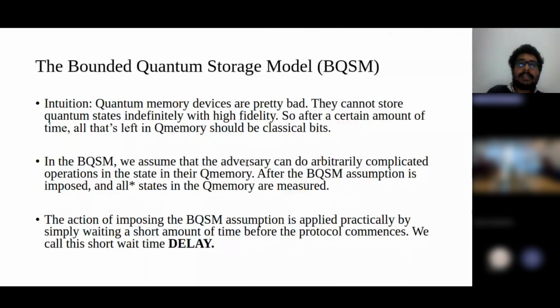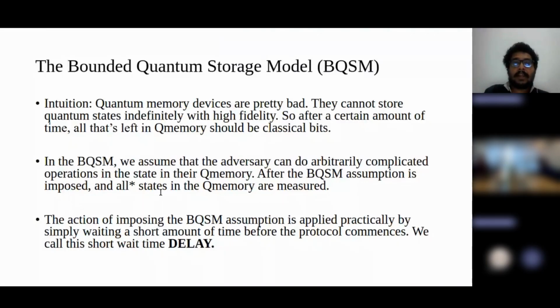But once that amount of time is done, the BQSM assumption is imposed, and all of the quantum states essentially become classical. Now, you might have noticed that there is a star here, and I will explain why that star is there in the next slide. But for now, just assume that at some point the BQSM assumption is imposed, and once it is imposed, everything essentially becomes classical.